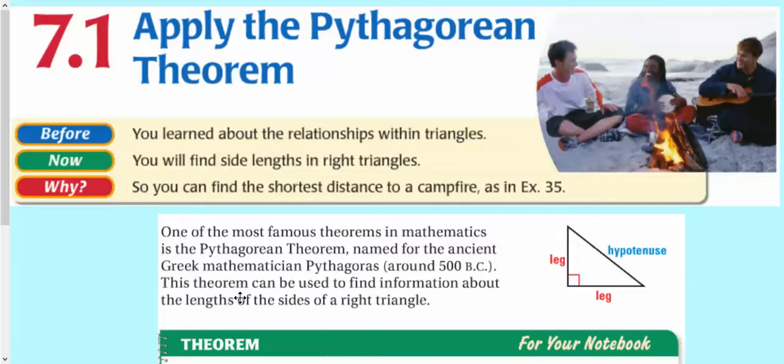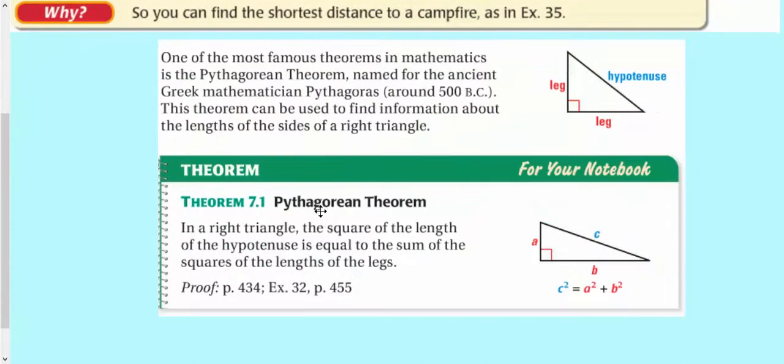Hello and welcome to the first day of Chapter 7. Chapter 7 is all about right triangles, and so you're going to see some things in here that you may have seen before. You're going to learn some new things such as trigonometry. The first section, though, is the Pythagorean theorem, which you guys probably have all seen by now.